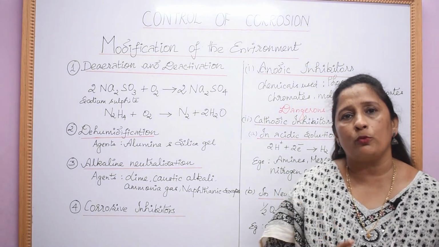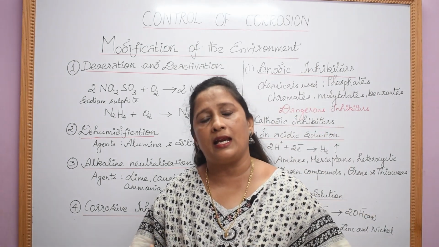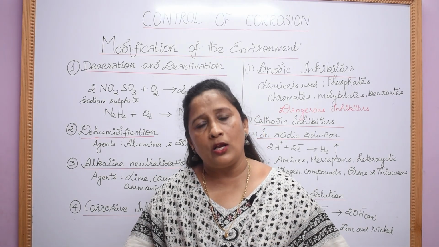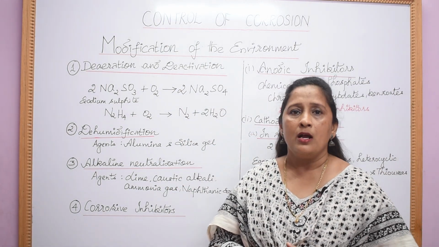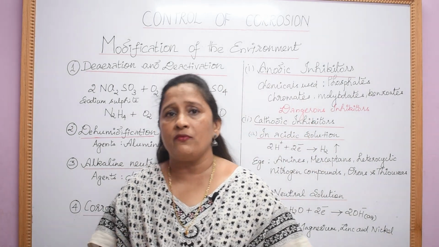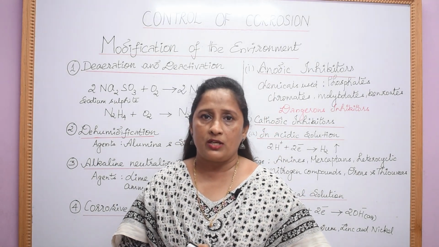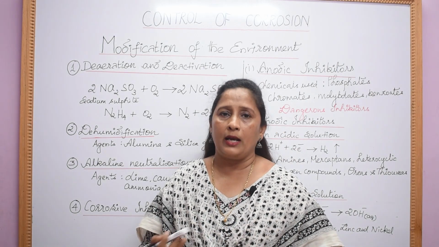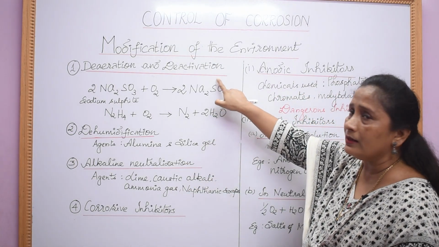This deactivation can also be done by mechanical agitation. By mechanically agitating the corrosive environment, oxygen can be removed. Similarly, deoxygenation can also be achieved by lowering the temperature of the corrosive medium. So by adding chemicals, we can remove oxygen. By agitation, we can remove oxygen. And by lowering the temperature of the corrosive medium, we can remove oxygen from the corrosive environment. If oxygen is removed from the corrosive environment, the rate of corrosion will be less. So this is regarding de-aeration and deactivation.